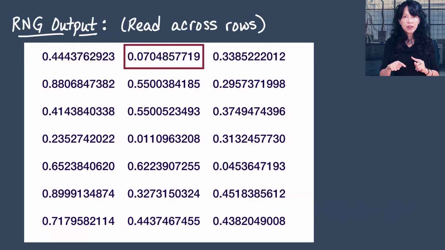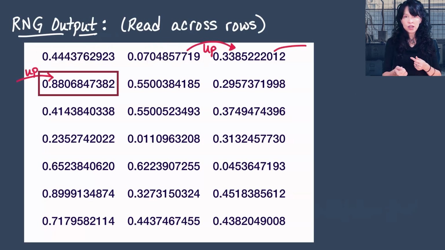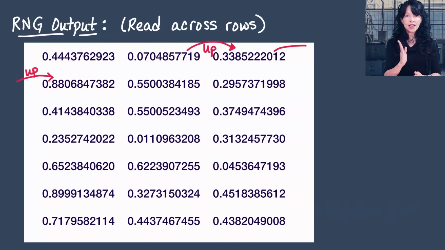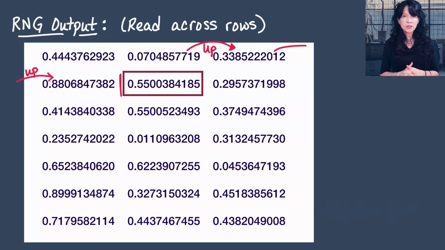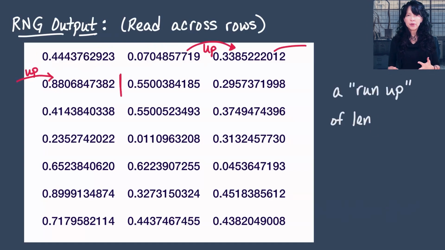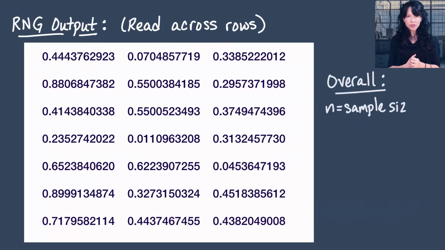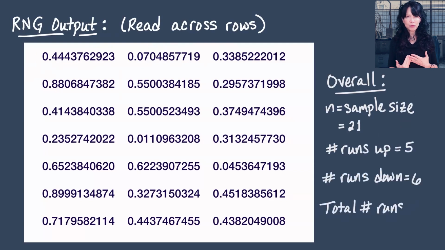Okay, starting here, between here and here, I'm going up. And then between here and here, I'm going up again. So I have started a run up, and it appears that that ends right here because between here and here, I go down. So I have a run up of length 2, but again, I don't care about the length today. Just thought I'd throw that in there. If you continue and go through this slide, I have n equals 21 observations, and I have 5 runs up and 6 runs down for a total of 11 runs. For this test today, I don't care whether they're going up or down. I care about the total number of up-down runs, in this case, 11.